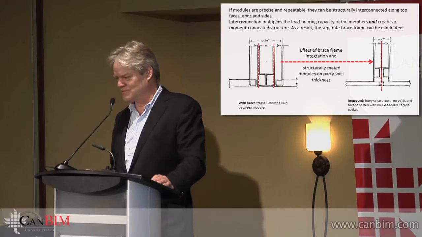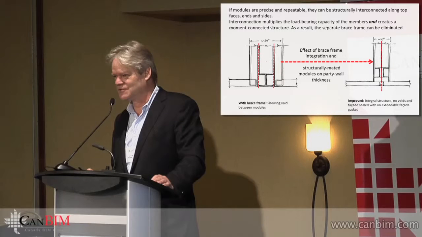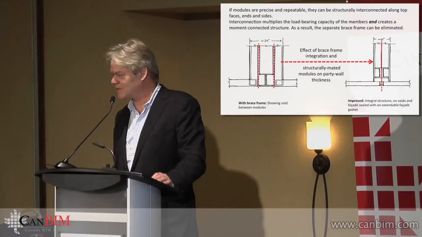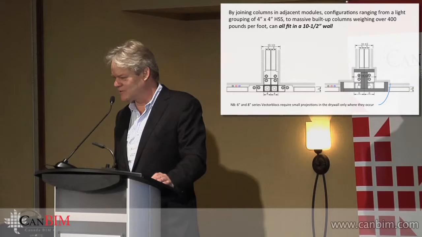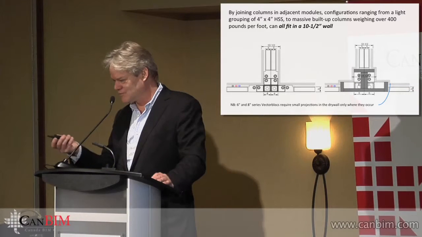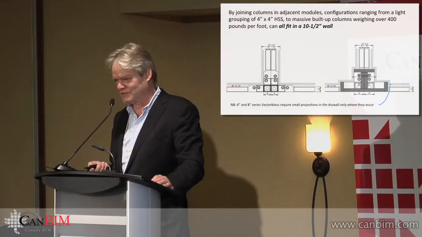And this is ultimately the result. So you take the brace frame out, you collapse the structure on either side, and you eliminate a huge amount of wasted space, and this is really the biggest benefit, you actually multiply the structure. So you see here, by the way, that we can jam a 400 pound per foot column into a 10-inch wall with a few little bumps at the corner, and that's it.